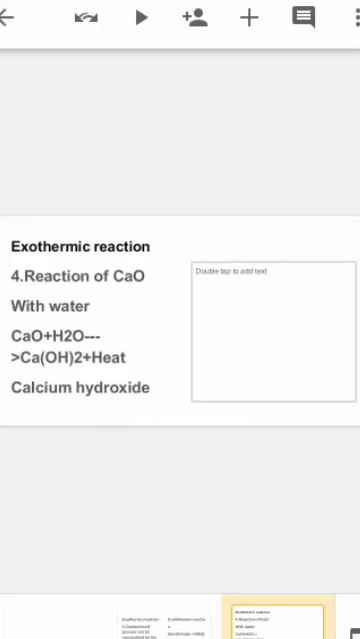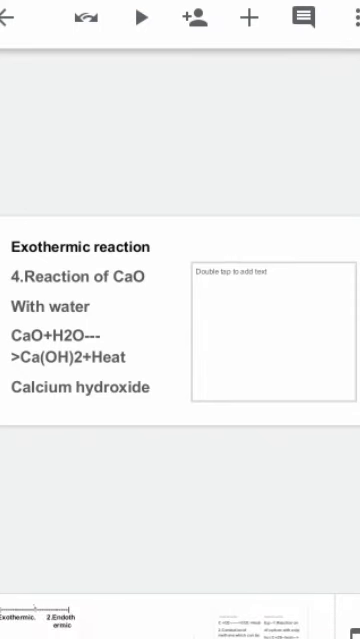Fourth example of exothermic reaction is here. Reaction of calcium oxide with water. When calcium oxide reacts with water, it gives calcium hydroxide plus heat.